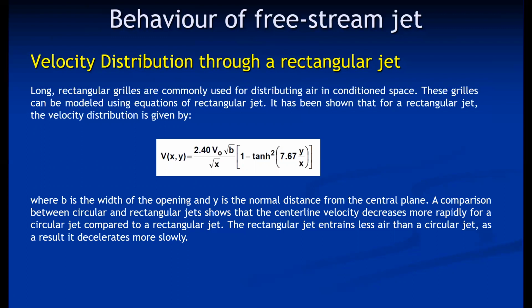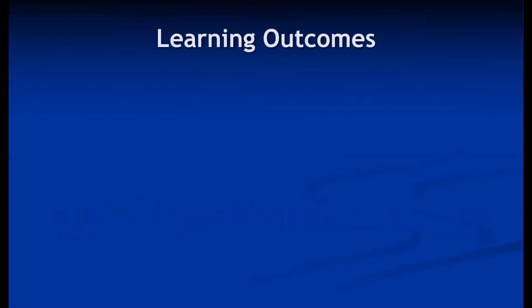Obviously, in most cases the circular jet is used, because the entrainment is much faster than in the rectangular jet, so proper mixing happens in the circular jet. But again, depending upon the distance, if it is not far, rectangular jets are also used. So with this, we have finished the space air distribution part.